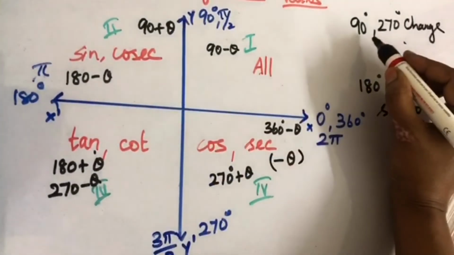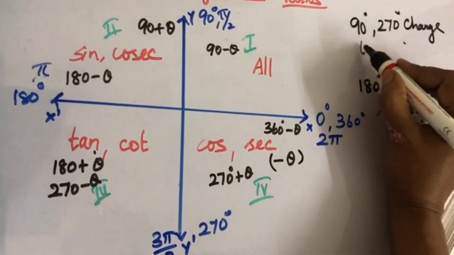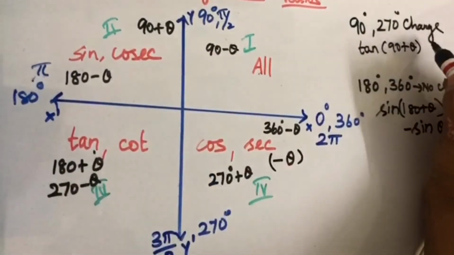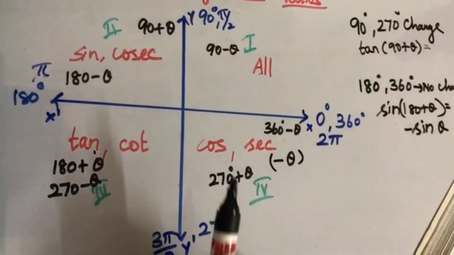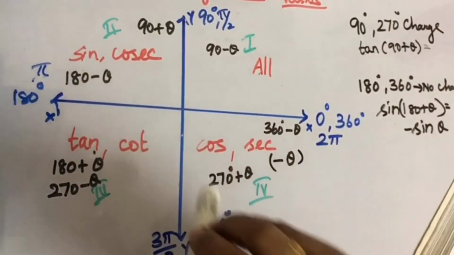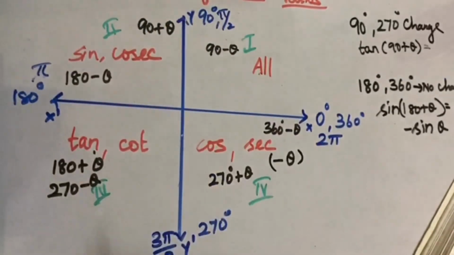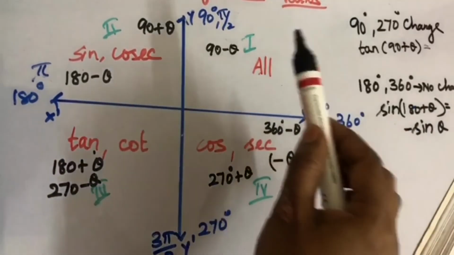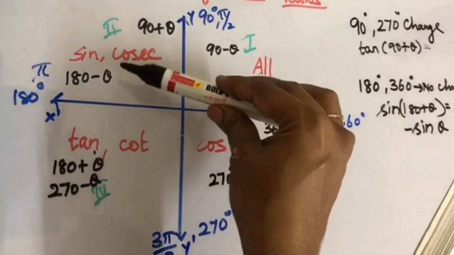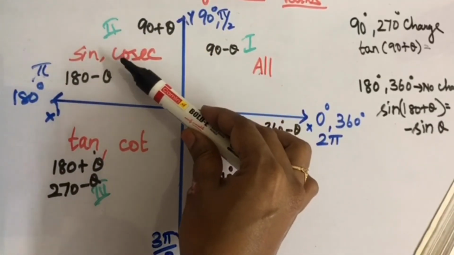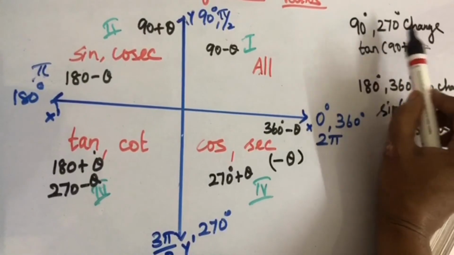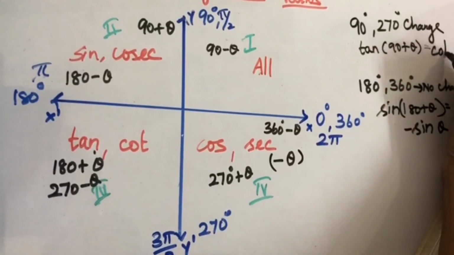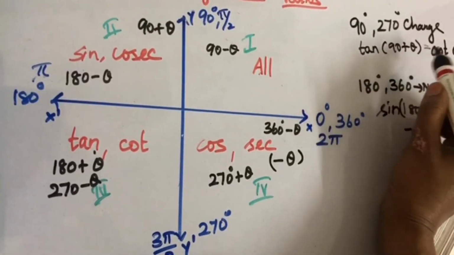Similarly, for tan 90 plus theta, I said for 90 degree and 270 degree there is a change. There is a change for the angles on the Y axis, but not for the angles which lie on the horizontal axis. So tan 90 plus theta, it comes in the second quadrant. There is a change, so tan's allied ratio is cot theta. So tan 90 plus theta will become cot theta.